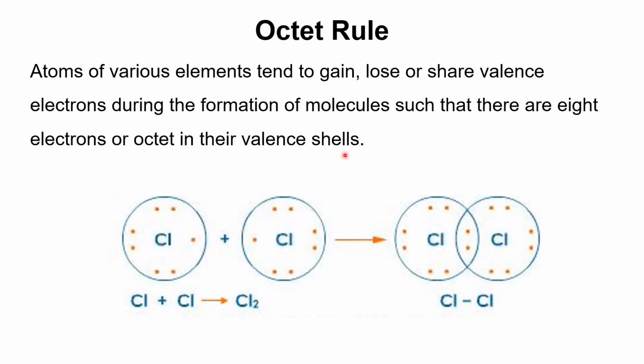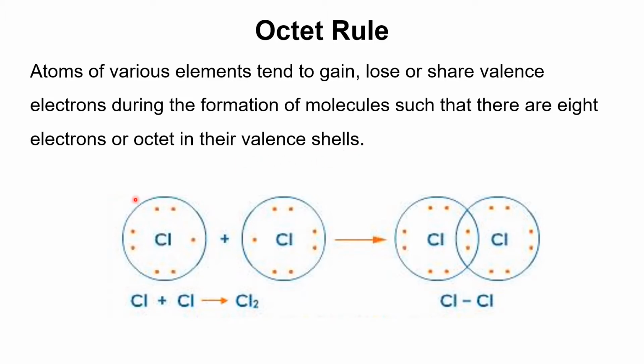We already know that molecules are formed by ionic bonding or covalent bonding. In ionic bonding, electrons are either gained or lost, and in covalent bonding, the electrons are shared. But while doing that, the main thing to be followed is that the atoms should have 8 electrons, or an octet, in their valence shell.